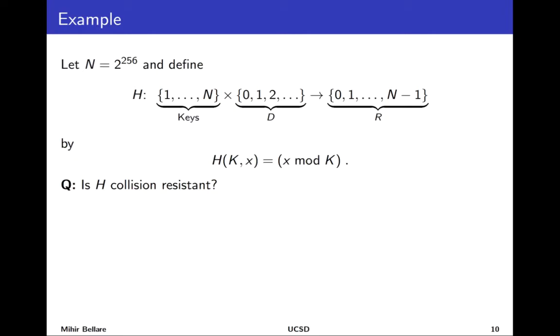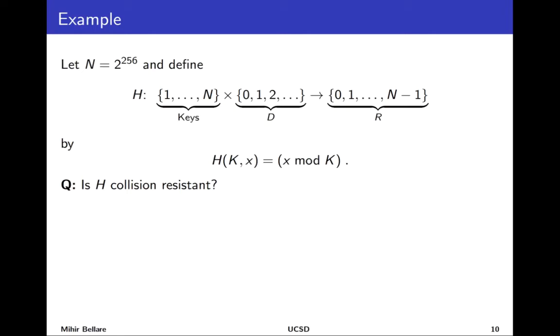The domain is actually all integers, so the infinite set of non-negative integers. And the range is all numbers between 0 and n minus 1. The function is defined on input key k and input value x to simply return x mod k. So x is an integer, you take it mod the key, which is also an integer, and you get back something in the range 0 to n minus 1.